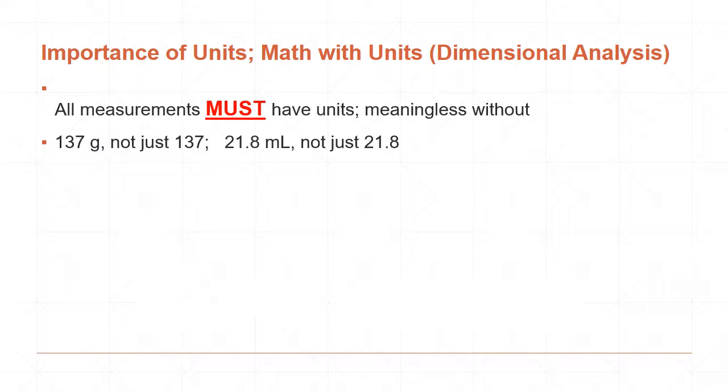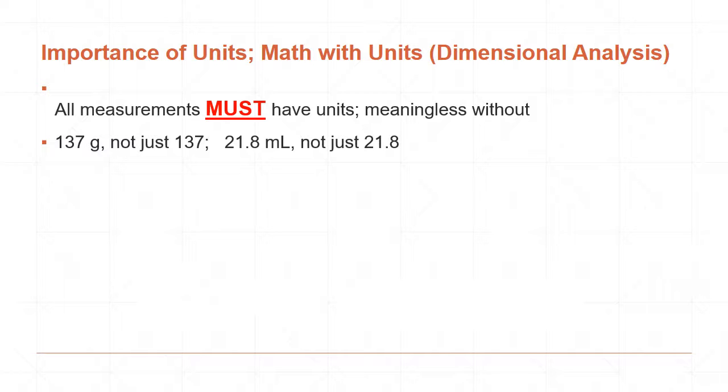Now let's move on to a topic of units and doing math with units, which is something we're going to call dimensional analysis. Now, it doesn't need to be said, but I'm going to say it anyway. And again, red type, all caps, underline means something. All measurements must have units. It's going to be meaningless without them.